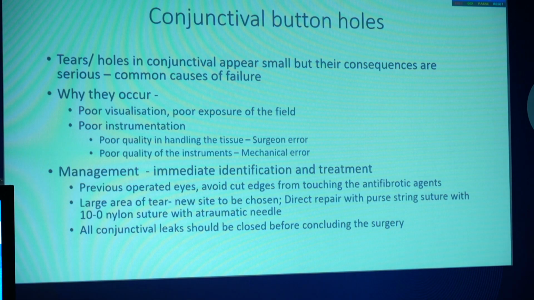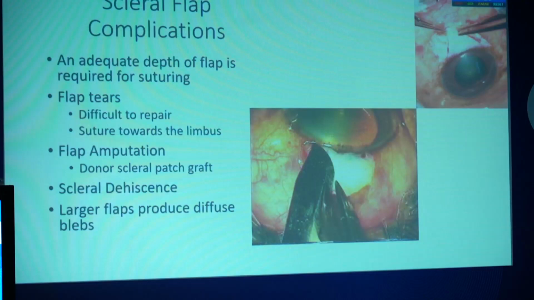Why they occur is mainly because of poor visualization, poor exposure of the field, poor instrumentation, poor handling of the tissue, related surgeon factors, and in situ mechanical errors. Management is important. You have to identify it very quickly, and if it's a large tear, it is better to shift to a new site of surgery and directly repair the tear with a suture. All conjunctival leaks should be closed before the end of the surgery.